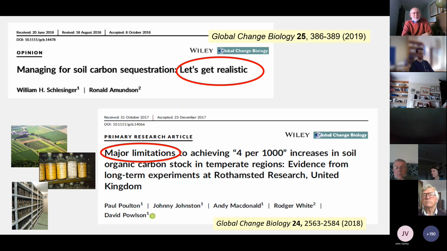I'd say it's utterly impossible. We said there were major limitations. And in fact, what we found was, in our long-term experiments, the only way that you could reach that rate of increase was either by taking that out of agriculture, growing trees, or by adding huge amounts of manure.